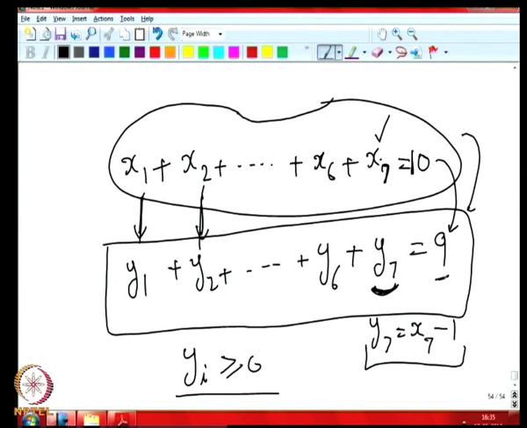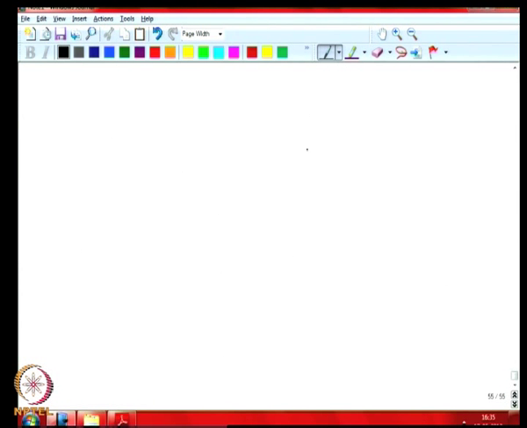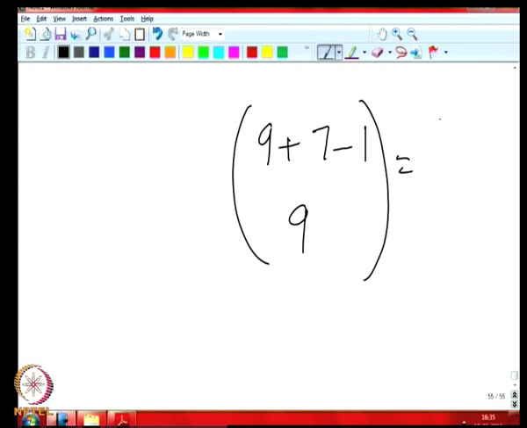Now, we can ask for the number of solutions for this thing, that we know, because there are n variables here. So, 7 variables here, r is equal to 9, this is r, this n equal to 7. So, therefore, we can say that it is 9 plus 7 minus 1, choose 9. This will be the answer, that is 15 choose 9, this will be the answer.